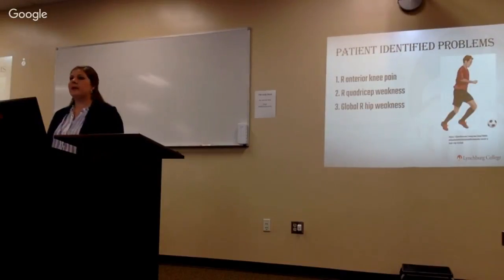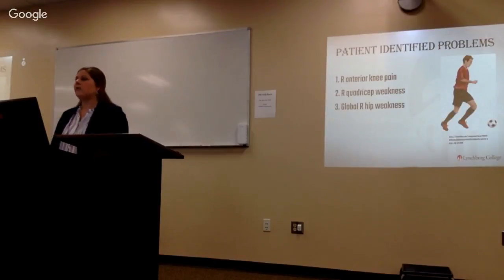So again, the patient was an athlete, and he was very in tune with his own body and able to identify certain problems. The ones that he identified were right anterior knee pain, right quadricep weakness, and then global right hip weakness.